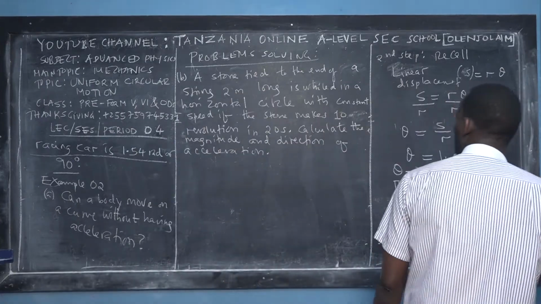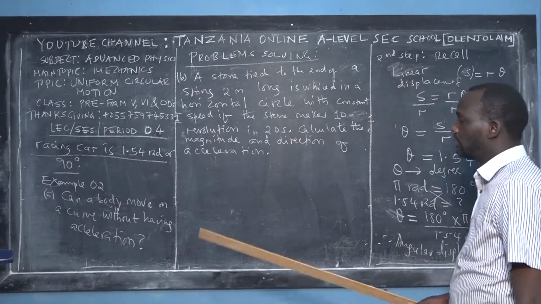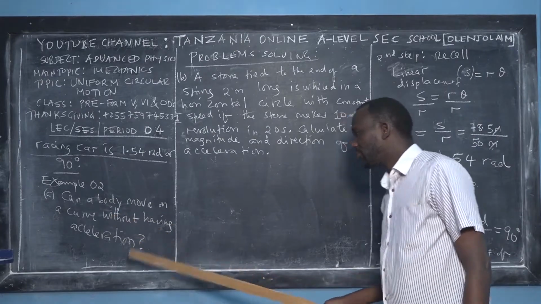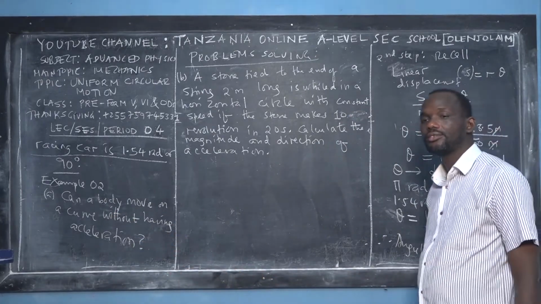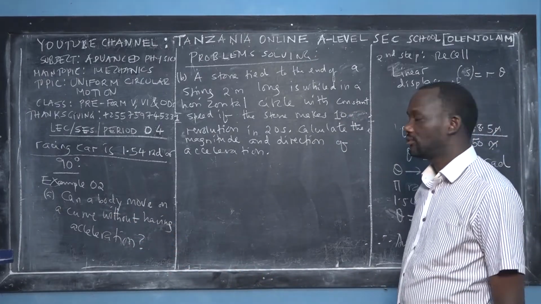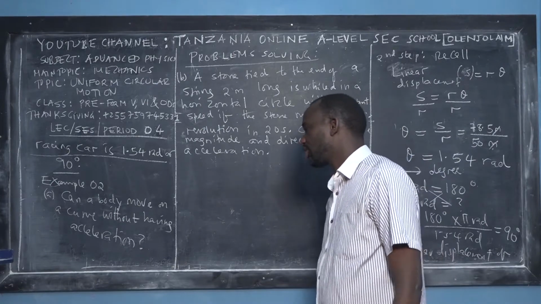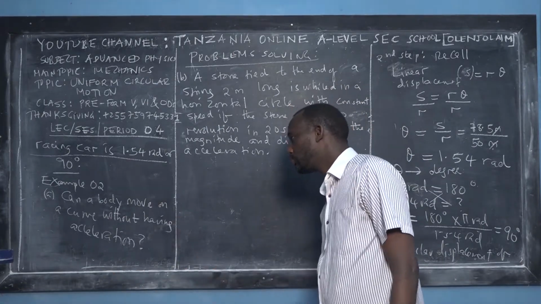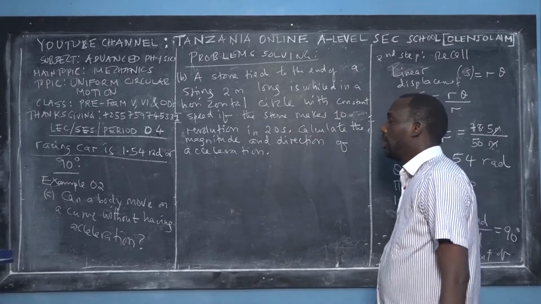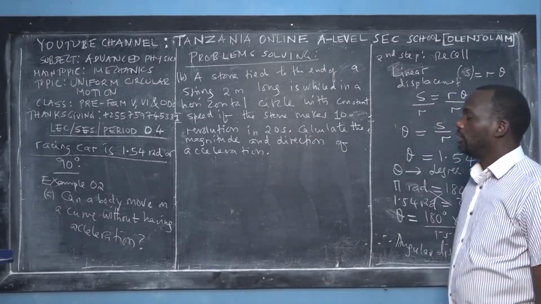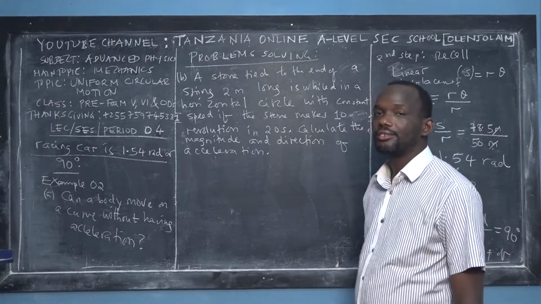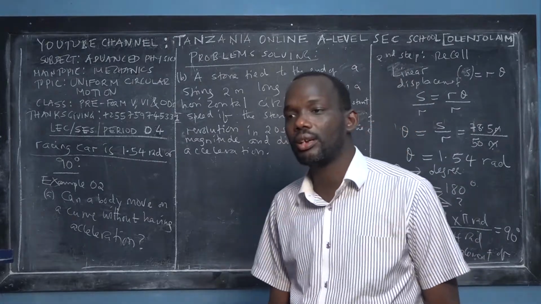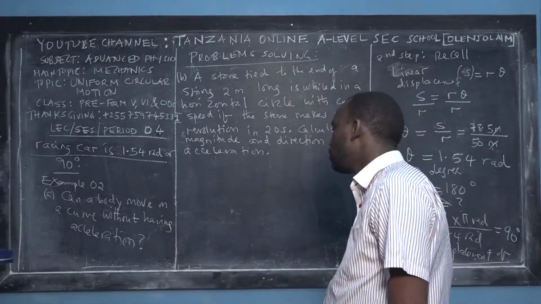Let's read the question. The first question: can a body move on a curve without having acceleration? If the answer is yes, explain why. How will it move without acceleration? And if the answer is no, explain also why it can't move in a circular motion, so not in a curve, without acceleration.